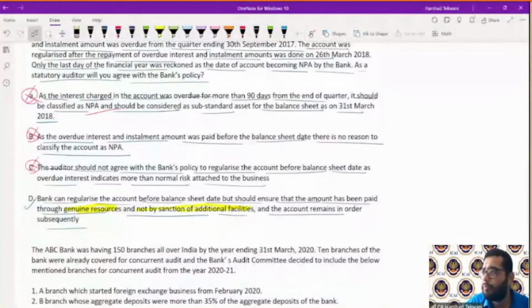Any doubt? Any doubt, guys? Generally, you need to think about the provision that is there, and then on the basis of that, you need to apply the appropriate procedures, and on the basis of that, you need to select what is the correct option, considering the environment over here. I hope it is clear.